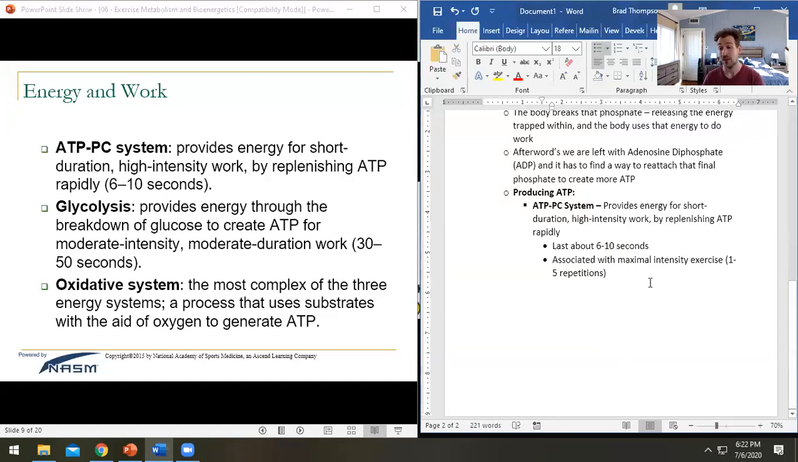Now, here's the other thing about the ATP-PC system. It's also not very fast to recover. And that's why we'll take 3 minutes rest, 4 minutes rest, 5 minutes rest in between sets sometimes, because we are resting for super extended periods to ensure that creatine kinase, which is the enzyme, really gets filled back all the way up and is ready to go again for round 2 or round 3.